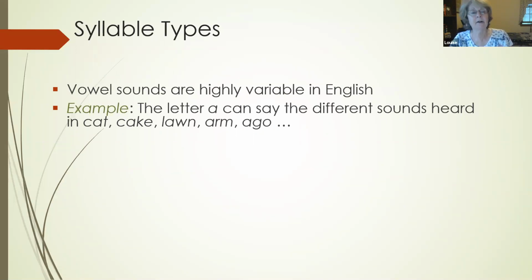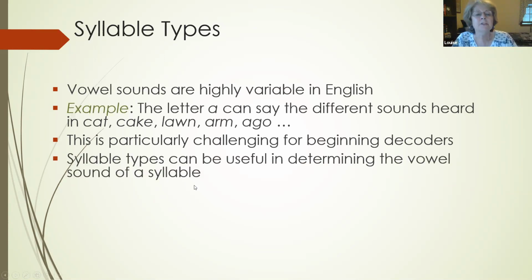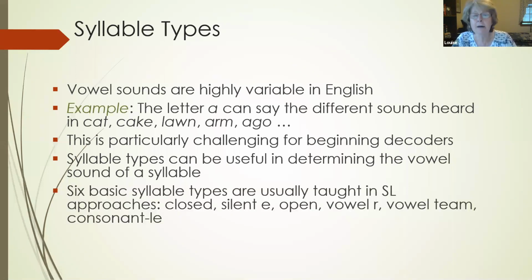In English, the letter A can say A like in cat, A like in cake, A like in lawn, the sound you hear in arm, the schwa sound like in go, and so on. Syllable types help children figure out this particularly challenging aspect of learning to decode in English for beginners. Syllable types can be useful in determining the vowel sound of a syllable. In approaches that teach them, usually 6 basic syllable types are taught: closed, silent E, open, vowel-R, vowel team, and consonant-LE. You don't do all 6 at once. You do them gradually over time.